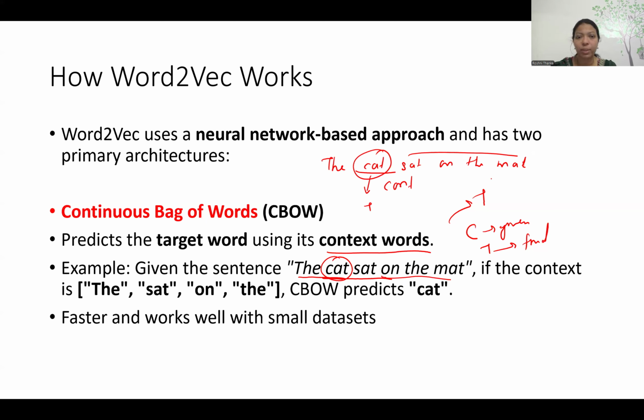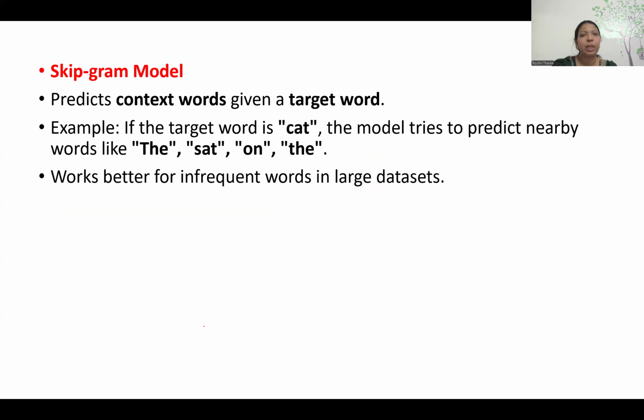So based on the context words, I want to predict this target word, that is cat. If this is the case, then this technique is called continuous bag of words. This continuous bag of words technique is faster, and it works very well with small data sets, because we are going to give the context. Based on the context, we are going to predict the target. So it is very well suited for small data sets, and it works very fast. Another technique used in the Word2vec model is the skip-gram model.